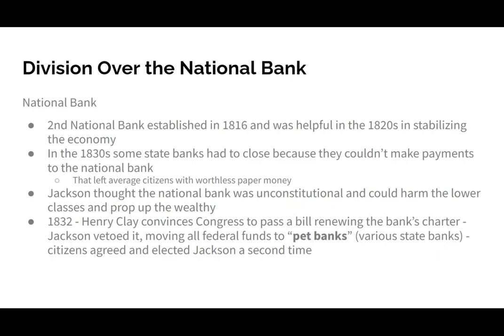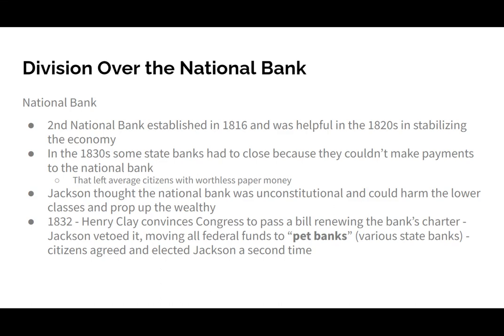Okay, other divisions, the National Bank. Now, you may recall Jackson, not a huge fan of the National Bank. He saw them as beneficial to the wealthy, as poorly managed, even though it really wasn't. It was actually pretty decently managed by the 1830s by a man named Nicholas Biddle.